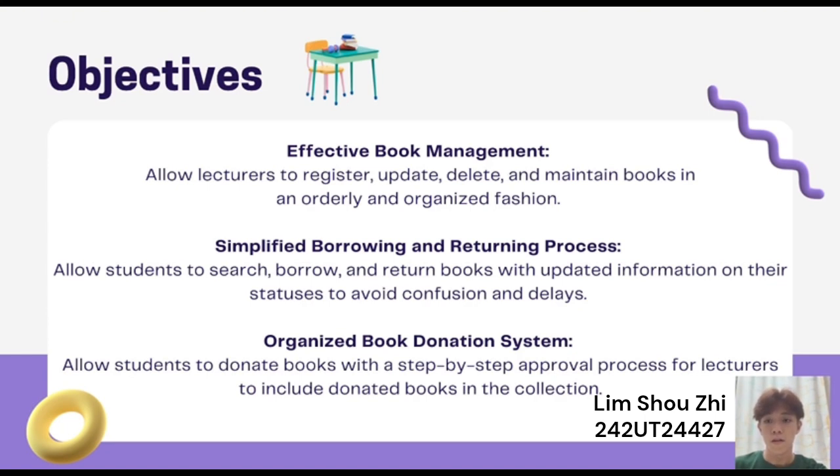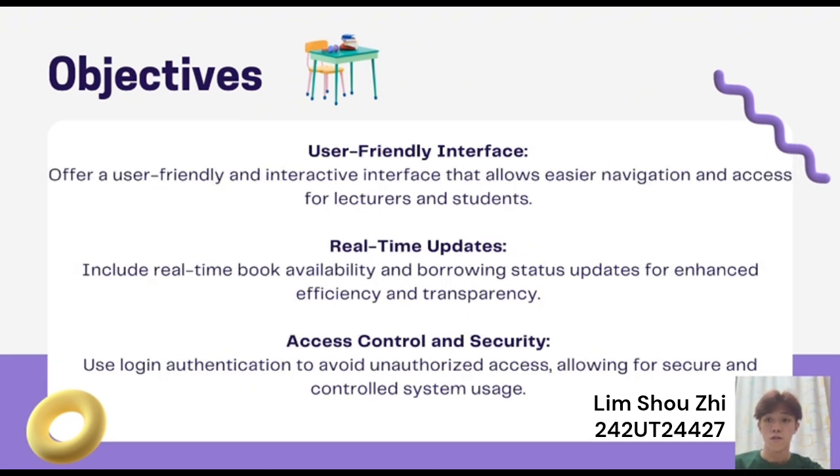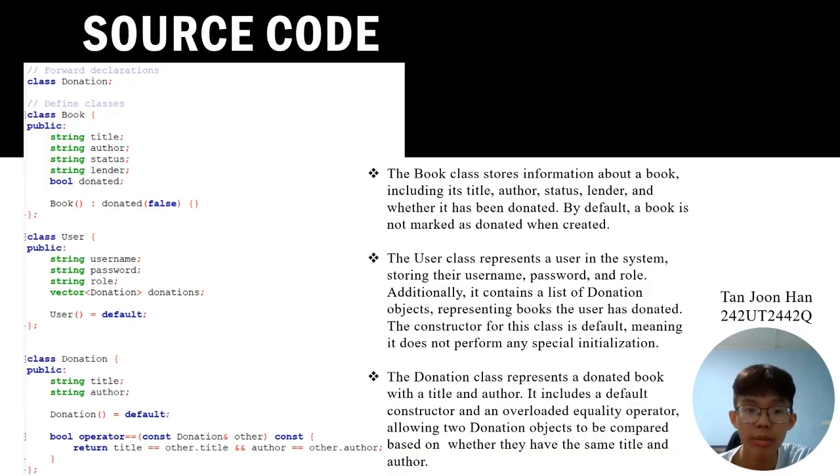Okay, next is user-friendly interface, which offers a user-friendly and interactive interface that allows easier navigation and access for lecturers and students. And the fifth one is real-time updates. This includes real-time book availability and borrowing status updates for enhanced efficiency and transparency. And the last one is access control and security, which uses login authentication to avoid unauthorized access, allowing for secure and controlled use. So now I'm going to explain about the source code of making this system.